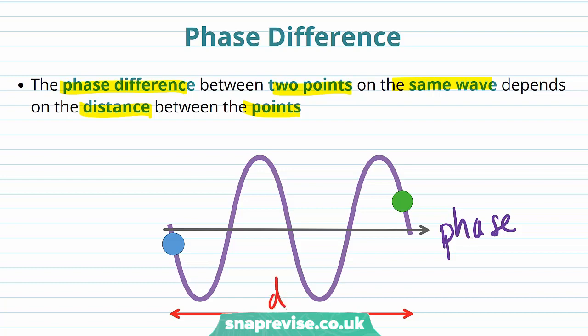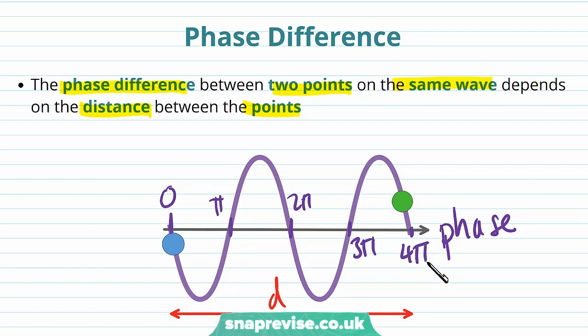And if we remember, when we're talking about the phase of a wave, at the beginning of the oscillation, it has 0 phase. Half an oscillation has a phase of pi. A whole oscillation has a phase of 2 pi. 1.5 oscillations have a phase of 3 pi. And then 2 oscillations have a phase of 4 pi, and so on.